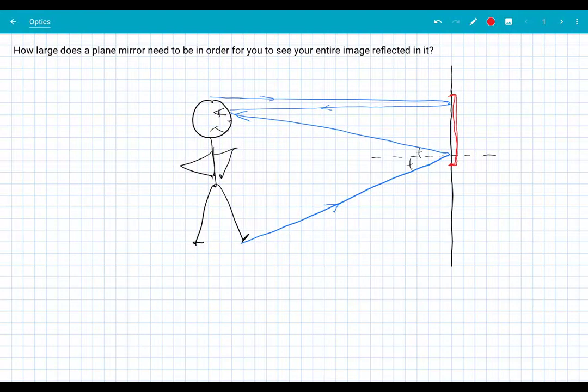And students will often ask me when we do this one in class, they'll say, yeah, but doesn't it matter how far you are away from the mirror? And no, it doesn't. So you can actually draw this diagram from any angle, and you can see that this is always going to be the case. You're always going to end up with something that's about half the person's height.